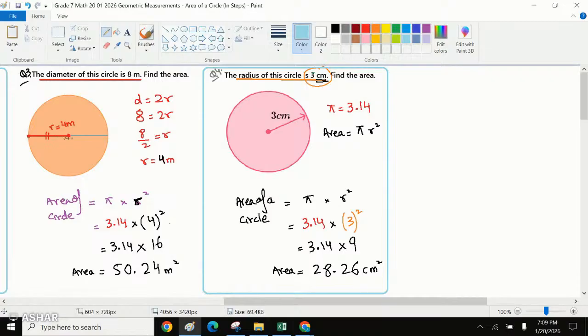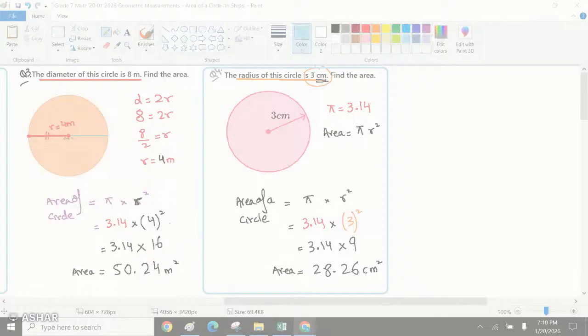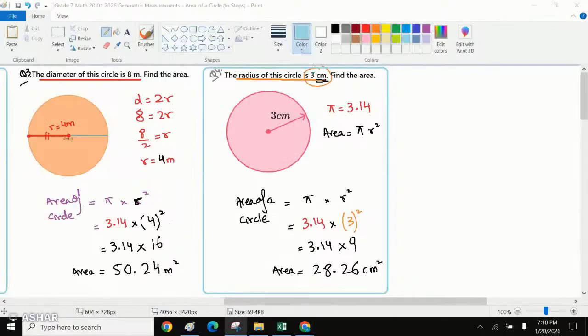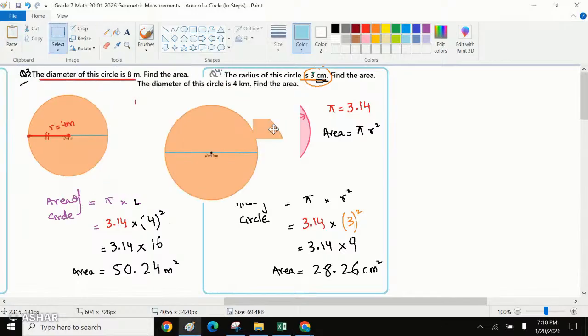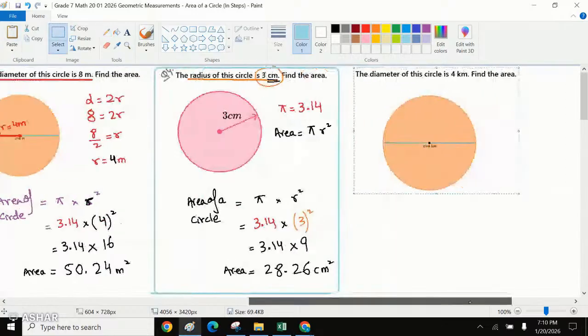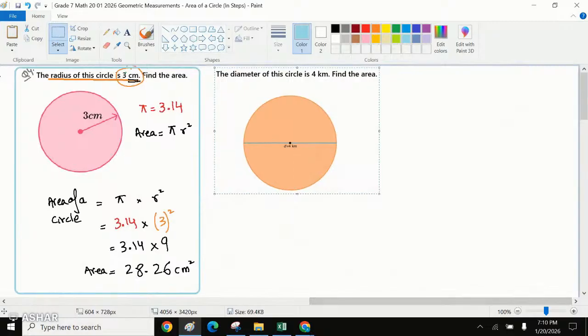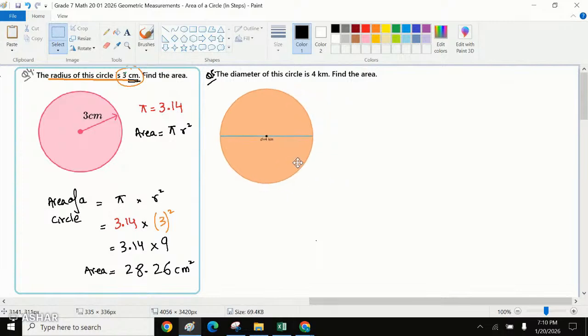So question number 5, I'll just copy the next question. In question number 5, the diameter is given to us, right? So we have to simplify it further. We need to simplify and find the radius first. This is question number 5 on your screen. Question number 5 states that if this is a circle given to us, and the diameter is given to us, the diameter of a circle is 4 kilometers.